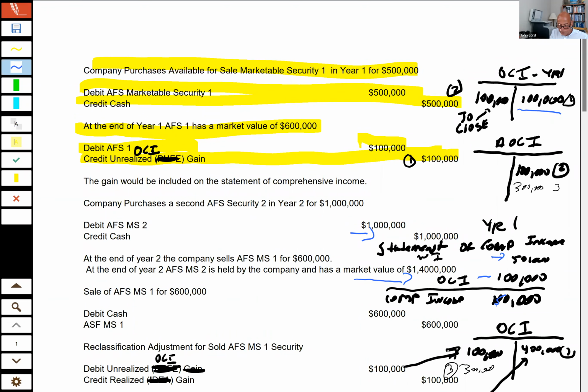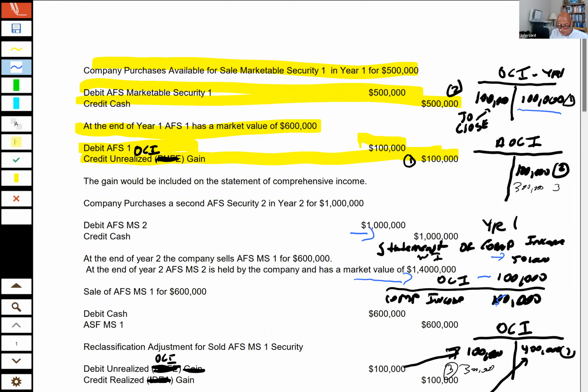Question? Yes, I have a question. Where do you get, I'm sorry, I couldn't see where's the 50,000 other comprehensive income come from? I don't have 50,000 other comprehensive income. I have 50,000 net income, which I made up. Okay, got it. Thank you. Yeah. And then I have the 100,000 OCI, which came from the available for sale security. Net income plus other comprehensive income equals comprehensive income, which is the 150. Question?